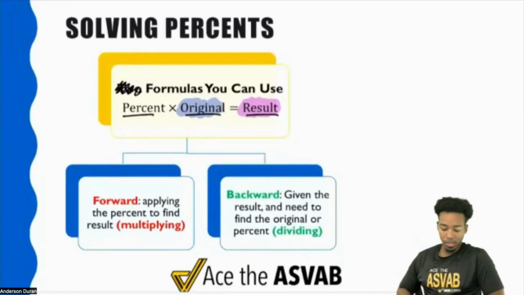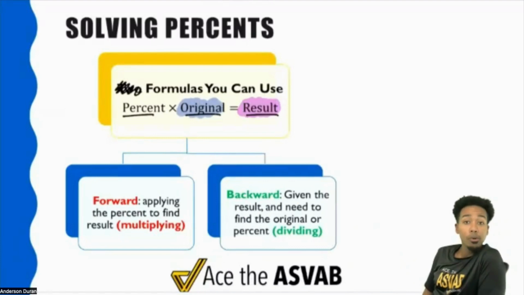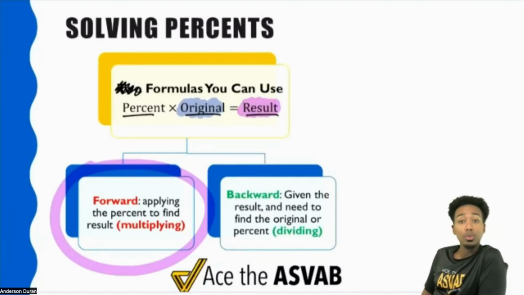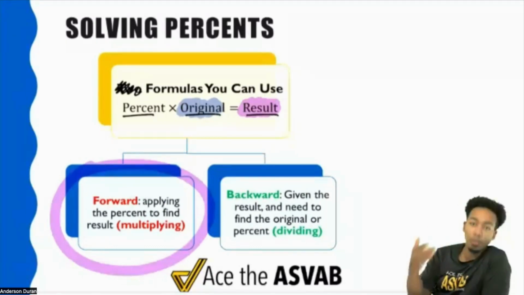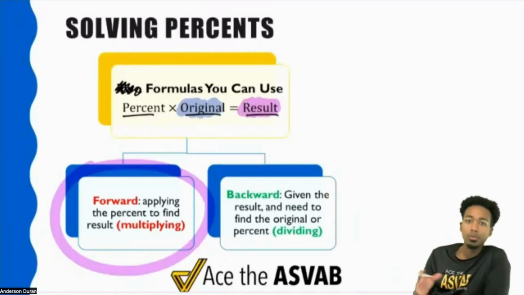But go ahead and write this down here. You're working forward in red over here. You're working forward, or multiplying, when you're trying to find the result. So if you notice in the equation, you're multiplying the percent times the original to get the result. So you apply the percent to find the result. So if you're trying to find the result, you're multiplying. If you're trying to go backwards or find the original number, you're going to divide. So just a quick example to show you what I mean by that.